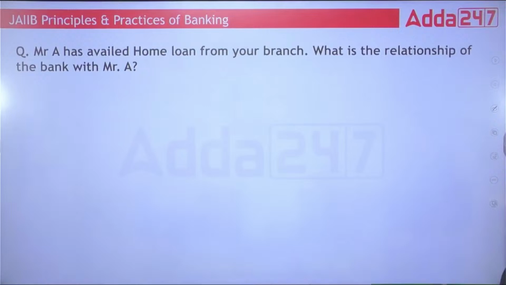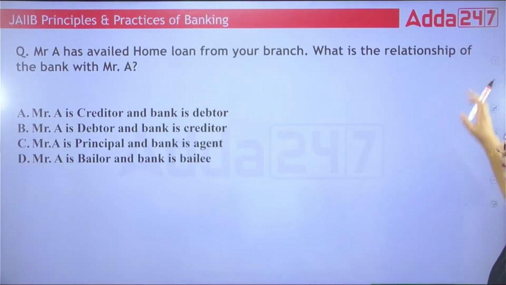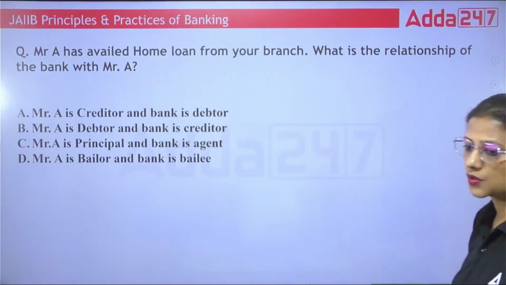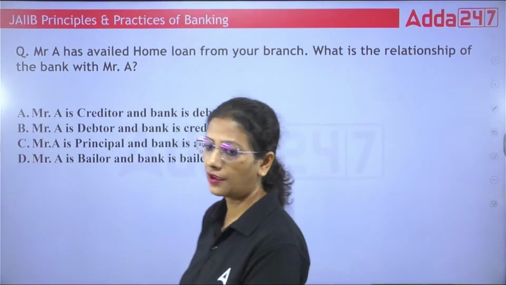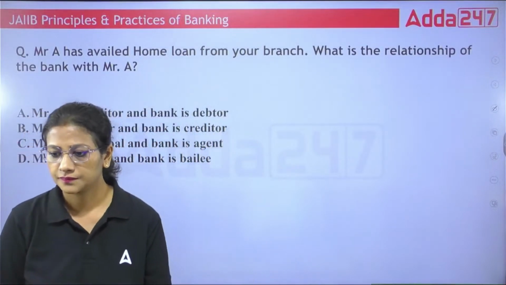Now, the next question is, Mr. A has availed a home loan from your branch. What is the relationship of the bank with Mr. A? Mr. A is creditor and bank is debtor. Mr. A is debtor, bank is creditor. Mr. A is principal, bank is agent. Mr. A is bailor and bank is bailee. So what kind of relationship will you have if someone has availed a home loan from your branch?